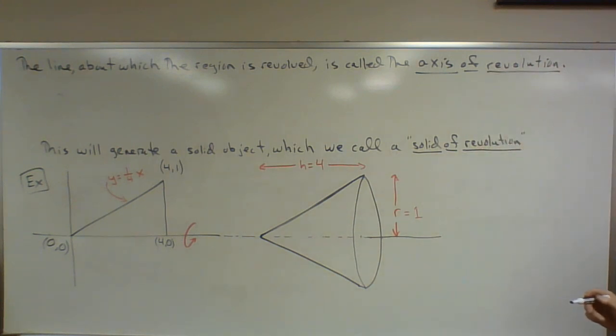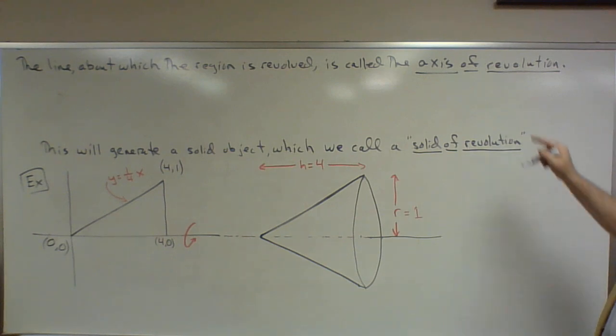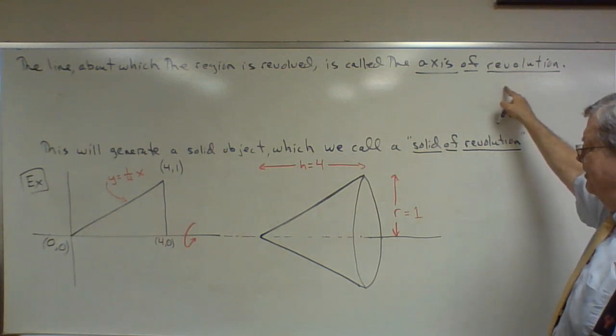The line about which the region is revolved is called the axis of revolution.